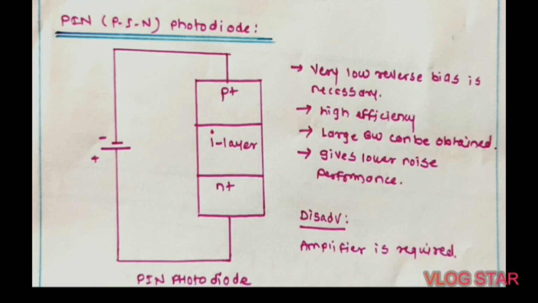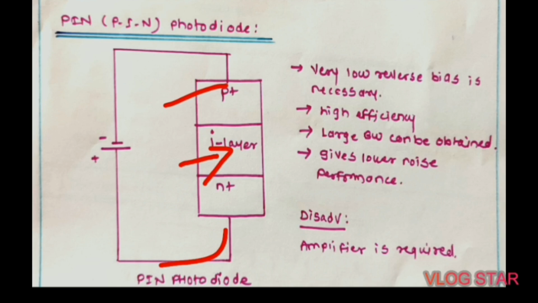The PIN diode does not provide any gain, so the maximum internal quantum efficiency is 100%. Now since the resistance of the I layer is very high, all the reverse bias is applied across this layer. When light is incident on this photodiode, electron-hole pairs are generated in the I layer, and these charge carriers are attracted towards the respective terminals of the battery. Here the N region is connected to the plus and the P region is connected to the minus.